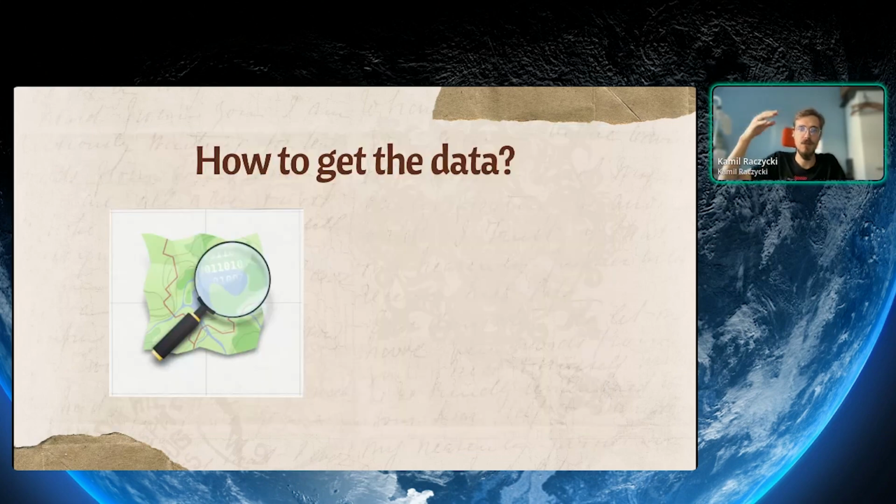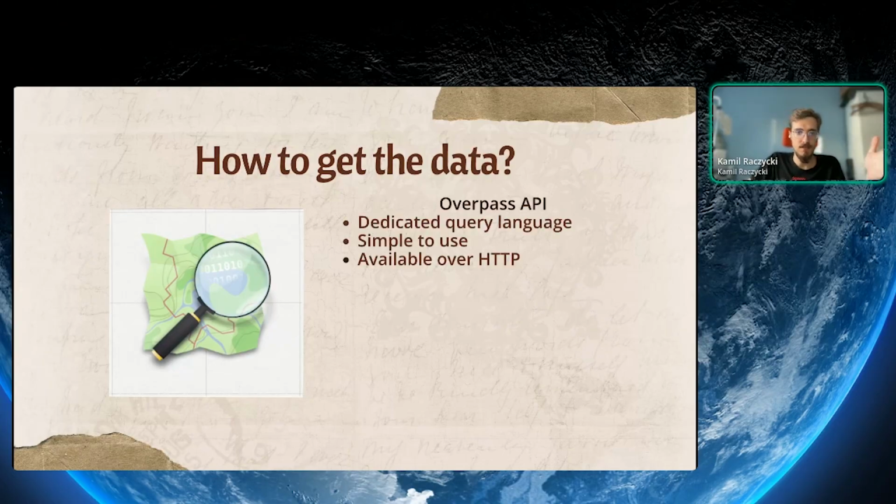Okay, so we know how the data is defined, but how can you get it to use in your project? There are basically three main sources to get this data. First is Overpass API. It has a dedicated query language. It's relatively simple to use, and it's available over HTTP.